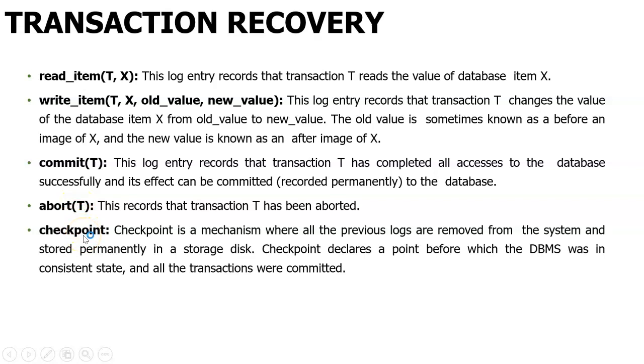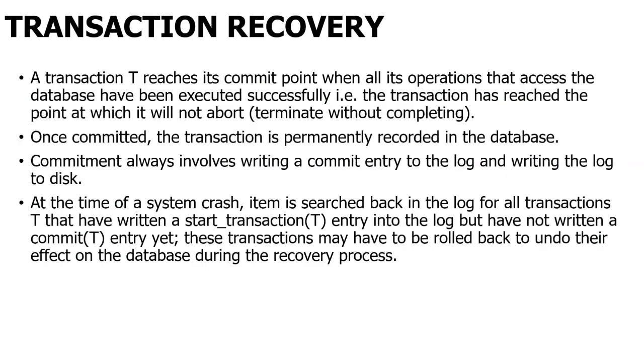Checkpoint: once everything is done, the system logs can be removed. The previous system logs can be removed after the commit process. A transaction reaches the commit point when all its operations that access the database have been executed successfully. That is, the transaction has reached a point at which it will not abort at all. After that point you cannot do any delete or abort. That point is called the commit point. Once a commit is done, the transaction is saved permanently in the database.